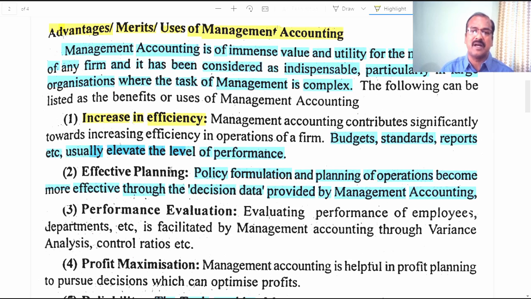The second advantage of management accounting is effective planning. Policy formulation and planning of operations become more effective through the decision data provided by the management accountant. Obviously, the information, financial and non-financial in nature, generated, analyzed and presented by the management accountant eventually supports the management in effective planning of its operations.